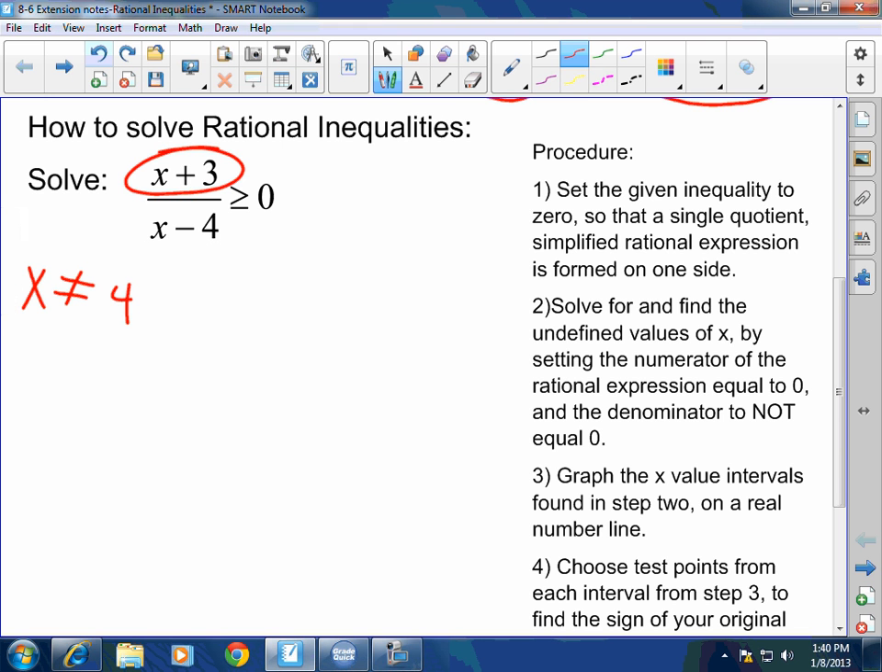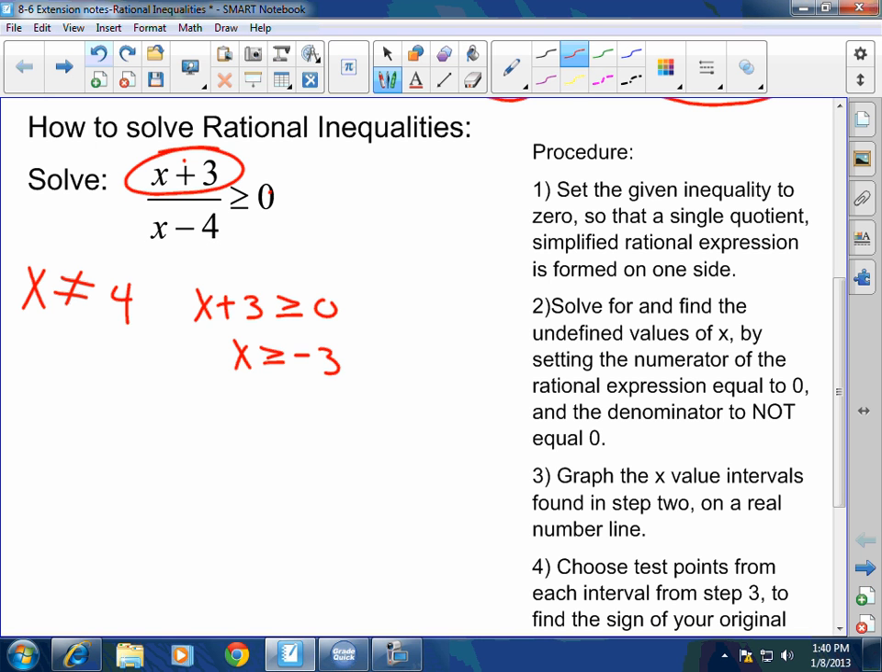But we have that x plus 3 has to be set equal to 0. So x plus 3 has to be greater than or equal to 0. So x is greater than or equal to negative 3. Okay? You with me so far? Now, step 3. Graph the x value intervals found in step 2 on the real number line.